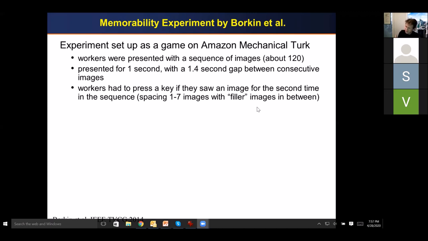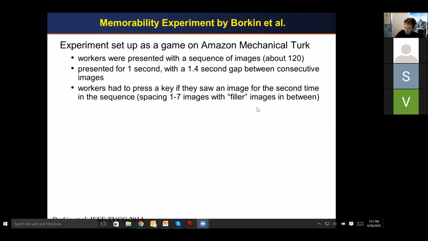Basically they try to see if it sticks, right? If you have 7 images in between, remember 7 is the number where it's kind of hard to keep everything in working memory at the same time. So if you saw an image and you remember it 7 images later, then you probably remembered it well. Something was there that made it stick.